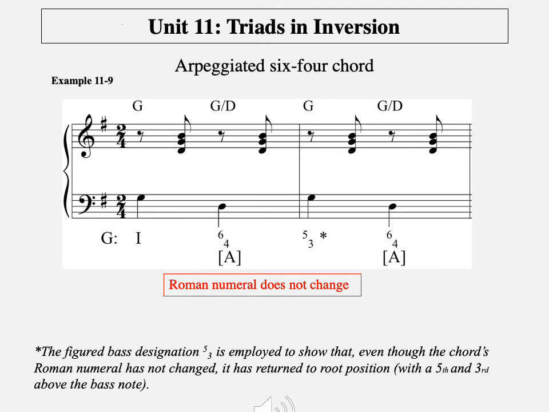And the way an arpeggiated 6/4 chord works is the Roman numeral does not change throughout the progression. The chord just keeps moving through different inversions of the chord, one of which will be a second inversion. This example 11-9 shows how this happens, where while the chord stays a G major chord, the bass just keeps alternating back and forth between G and D, which means the chord goes from being a root position G chord to being a second inversion arpeggiated 6/4 chord. And you can see we mark arpeggiated 6/4 chords with an A. Here's example 11-9.